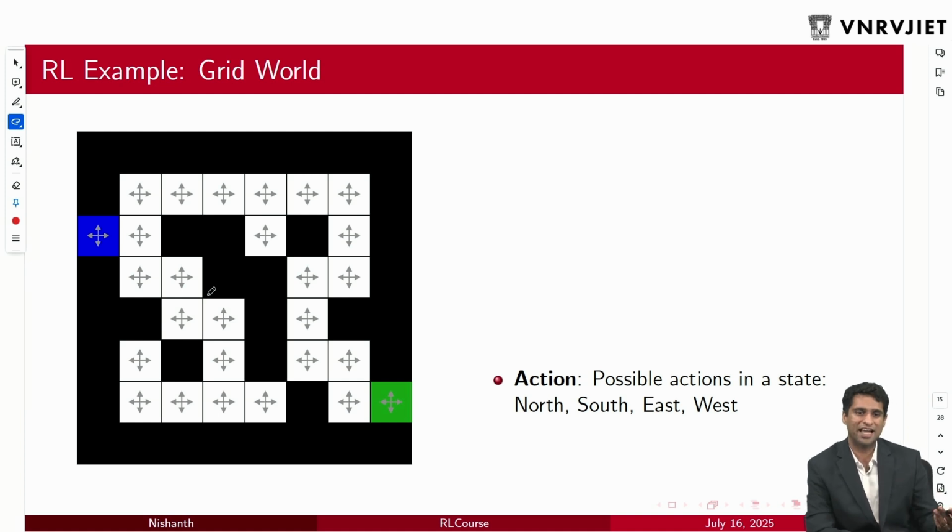So now let's look at actions, right? The robot can be in any particular cell of the grid world. In every cell, the robot can either choose to go north, south, east, or west. So for every state in this grid world example, the agent can take one of 4 possible actions. So these 4 actions are the action space of the robot.